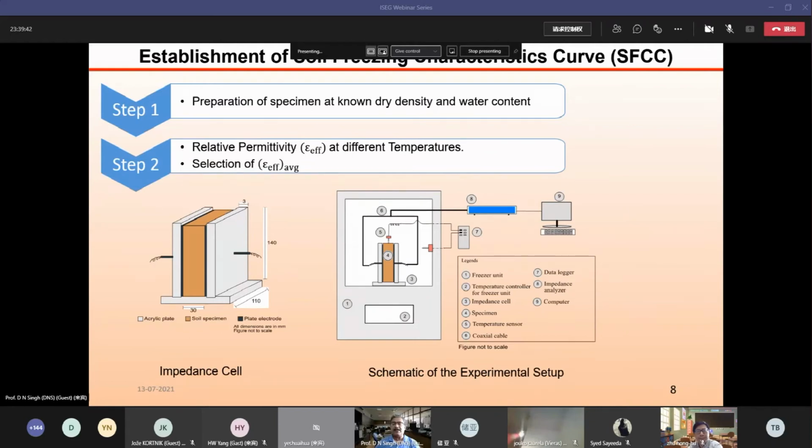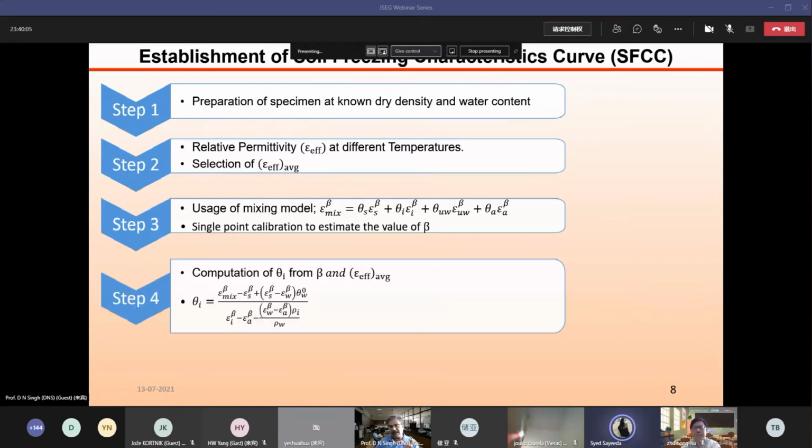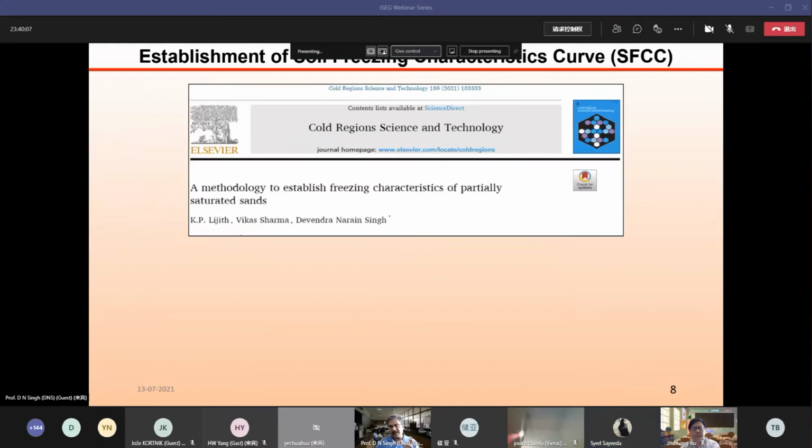Very simple looking experiments have been developed in my laboratory where I am freezing the sands and seeing the dielectric response of these sands in a sample holder which acts like a capacitor. By using the bulk permittivity, I am able to differentiate between the phases which are present in the sample. Fortunately, this work has been published in Cold Regions Science and Technology, a methodology to establish freezing characteristics of partially saturated sands.